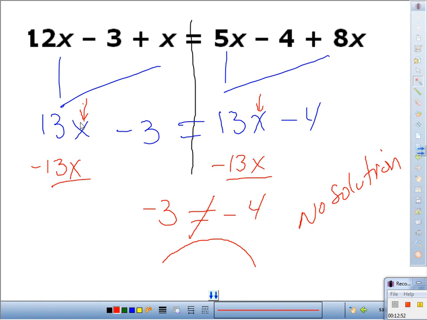Once again, if I was to substitute 0 for x, what is 0 times 13? And I end up with negative 3, and over here 0 minus 4 is negative 4. Is this true? No. If I was to substitute 1 in here, 13 minus 3 is 10, 13 minus 4 is 9. Is 10 equal to 9? No. And so on and so forth. That's why there is no solution.